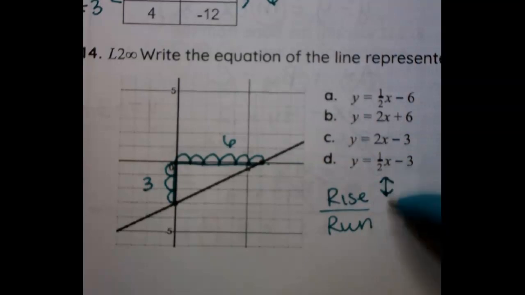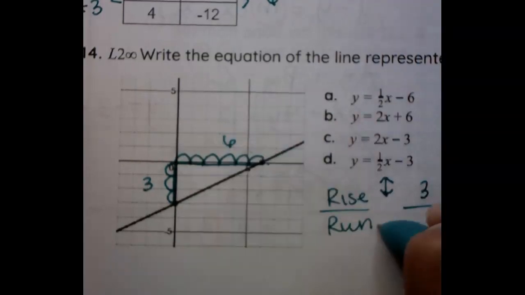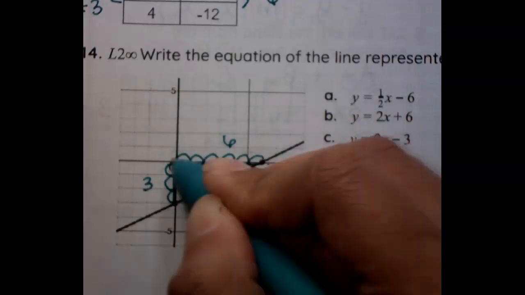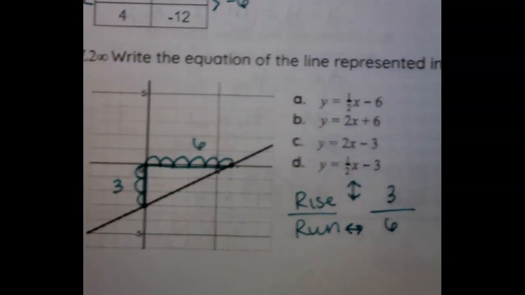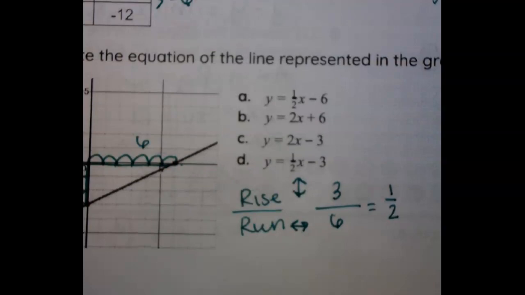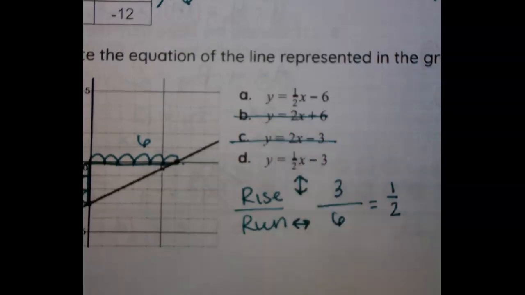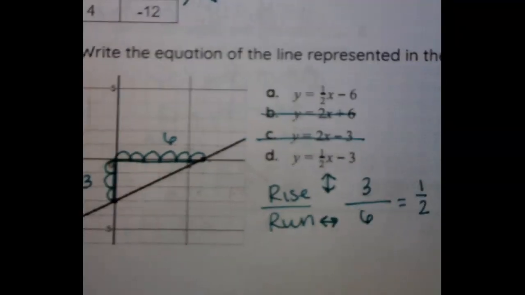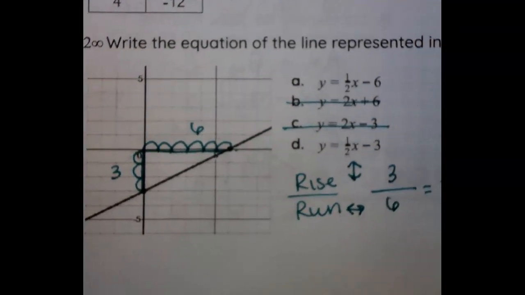Well, how many spaces did I move this way? I moved up 3, so that's positive 3. Run is sideways. Well, I moved this way 6. So 3 over 6 is 1 over 2. So that's my slope. So I can already eliminate 2 answer choices, B and C, because these have the wrong slope. Now, the difference between A and D is the y-intercept.